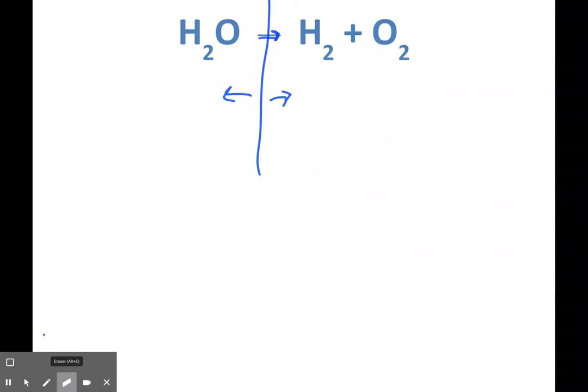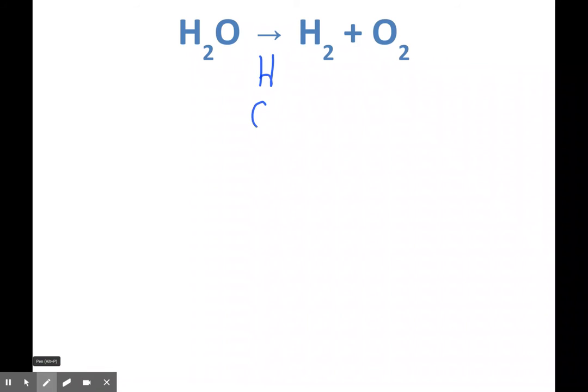So what we're going to do is make a list of all the elements involved, and I always make it right under that arrow. So we have hydrogen involved and we have oxygen. And now at this point, I determine how many of each I have so I know whether I'm balanced or not. So this is the reactant side and the product side.